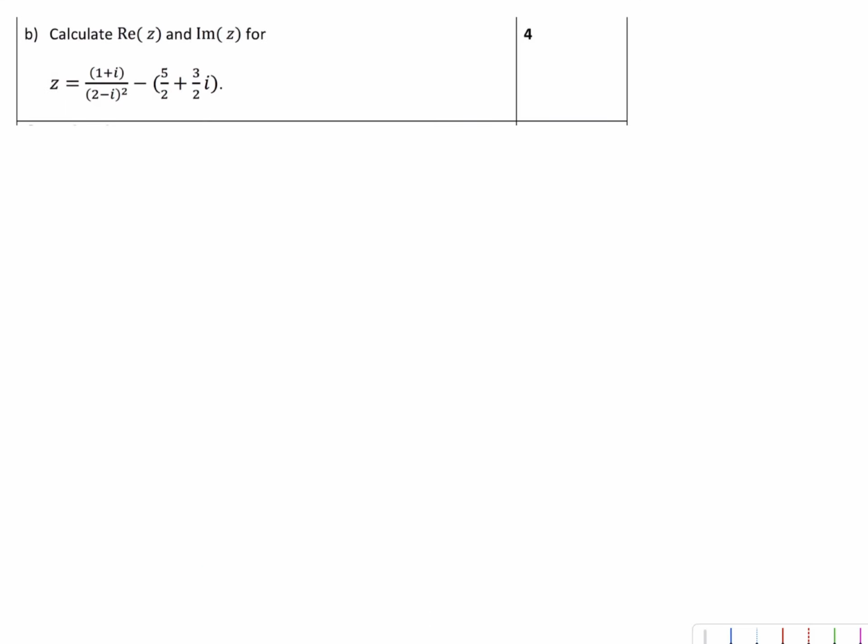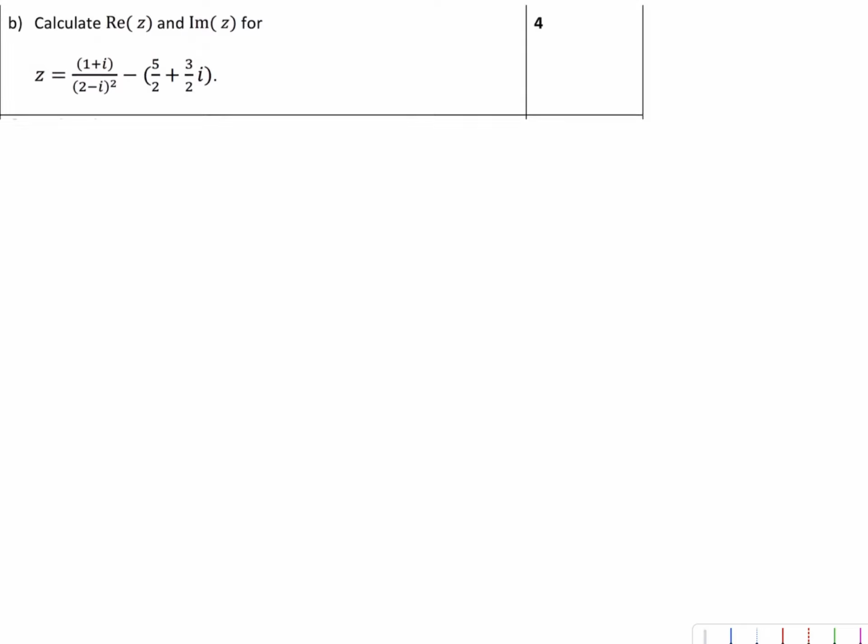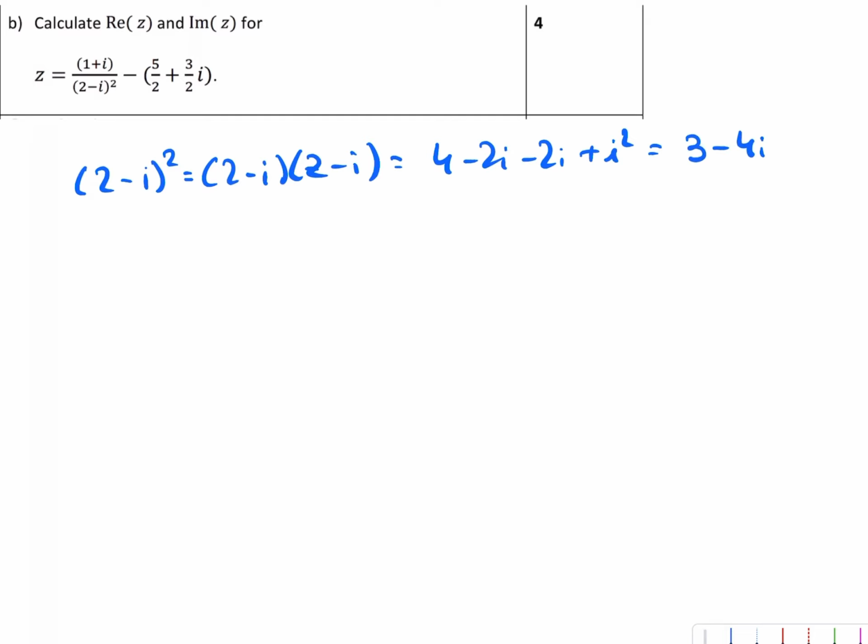Part B, we need to calculate the real and the imaginary part of this complex number. We need to transform this complex number to the form a plus ib, so we can find the real and the imaginary part. For this, we need to expand first the denominator of the part on the left, which is 2 minus i squared. 2 minus i squared is 2 minus i times 2 minus i. When we expand this, we just get 4 minus 2i minus 2i plus i squared. i squared is equal to -1, which means that this is 3 minus 4i.